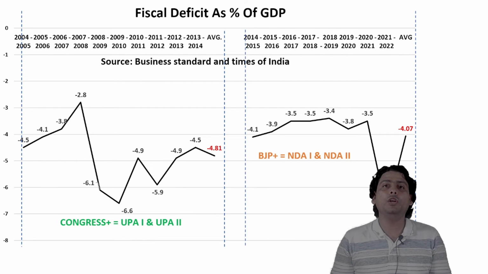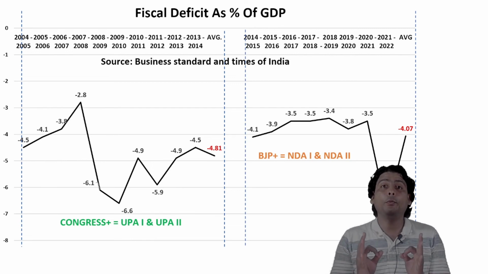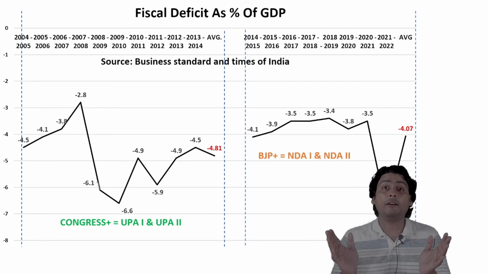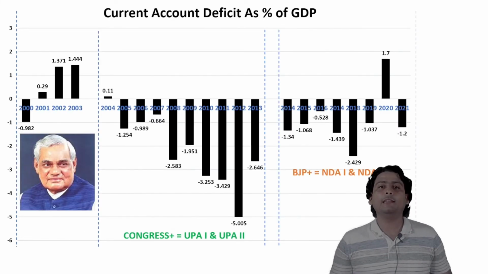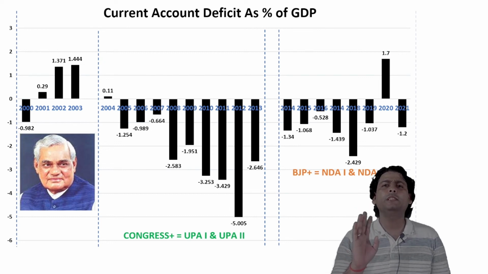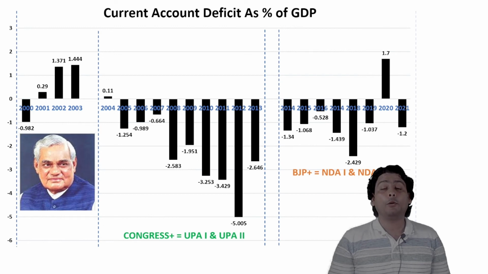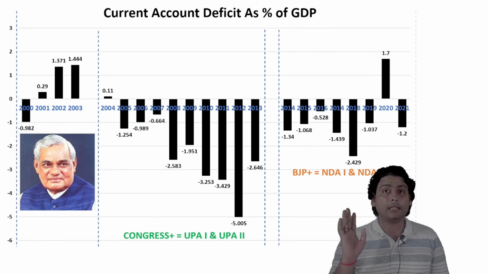Now, next we will look into the most important factor, that is our current account position, which is the situation of our export compared to the situation of our imports. On your screen, you can see current account deficit as percentage of GDP. Now you must be wondering why there is a picture of our former Prime Minister, late Sri Atal Bihari Vajpayee.